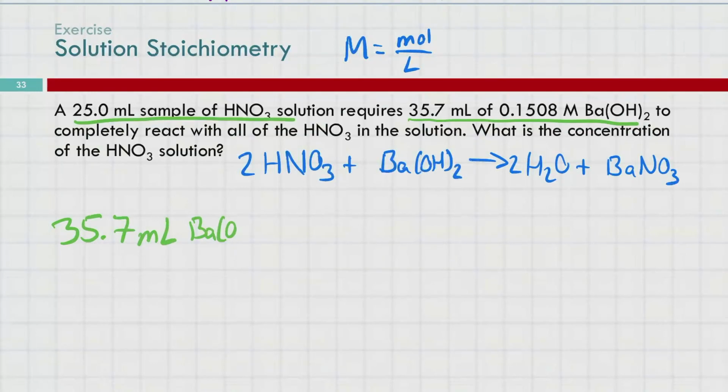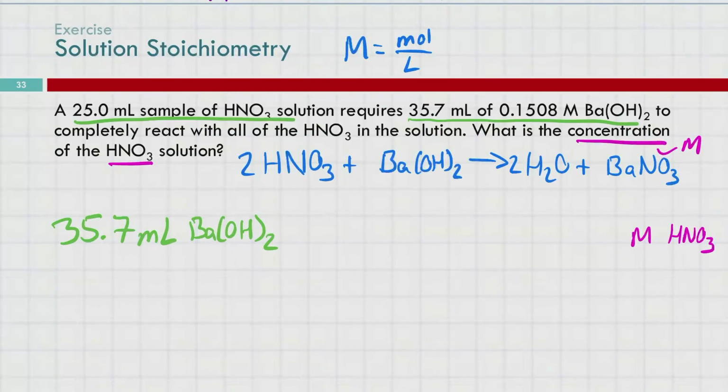Strictly speaking, you don't have to start with milliliters. You could also start with molarity. It works out exactly the same way, thanks to the way that math works. And we are trying to find concentration of the nitric acid solution, the concentration being molarity. So our goal is to get to molarity of HNO3.